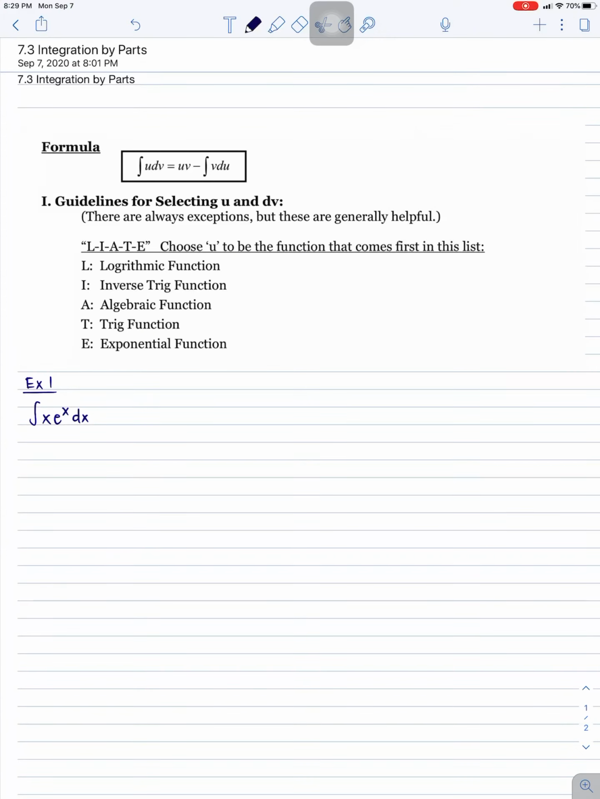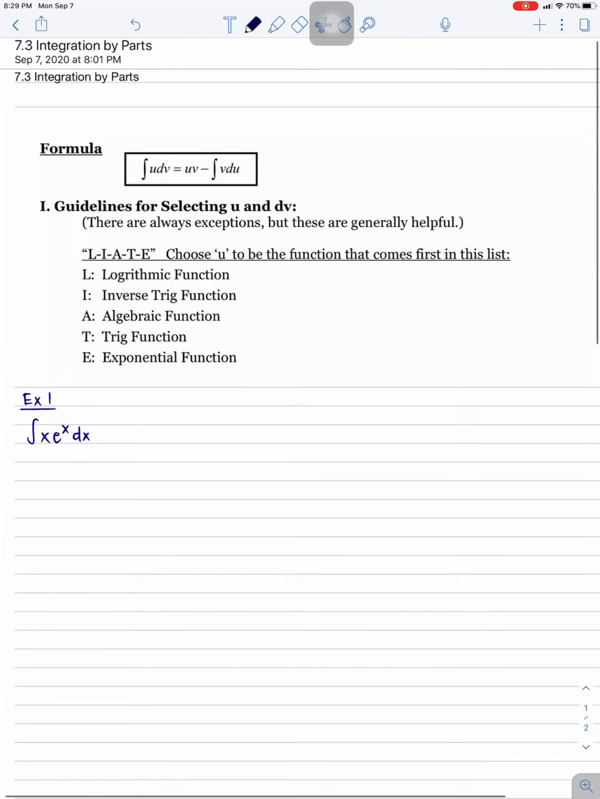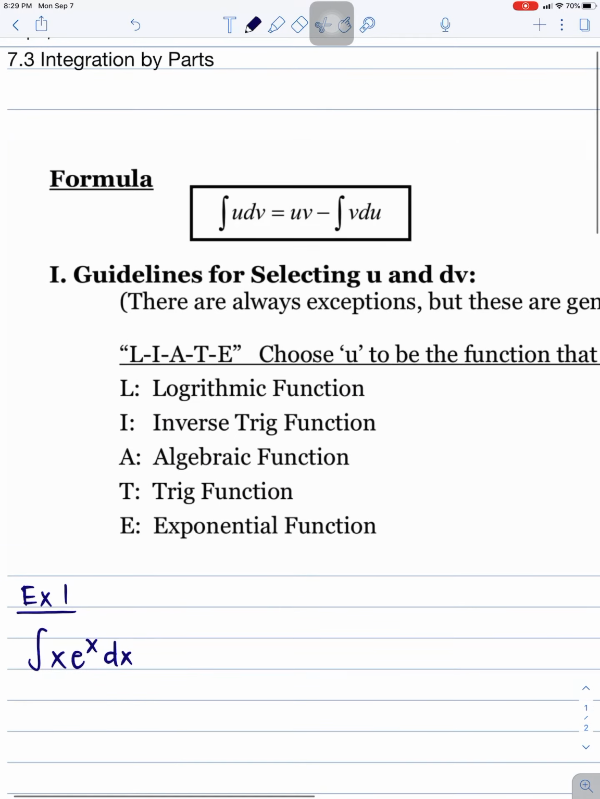Hello everyone, today's lesson is 7.3 Integration by Parts. So the formula is the integral of u dv. That's when u substitution doesn't work and you basically have a product of two different things. Then it's going to be equal to uv minus the integral of v du.